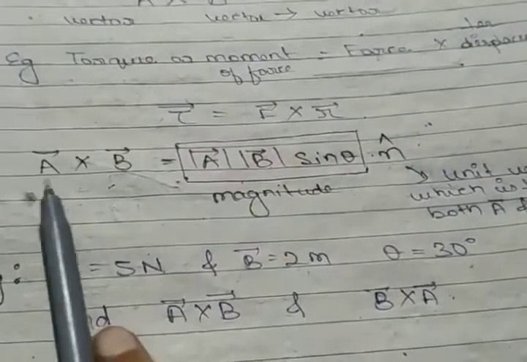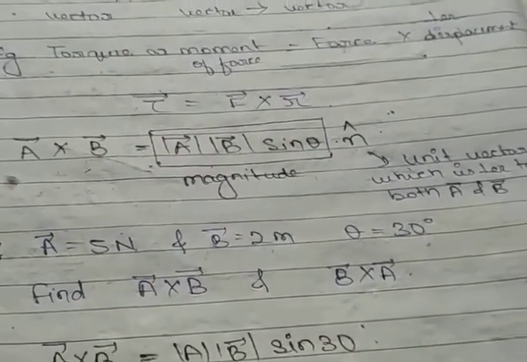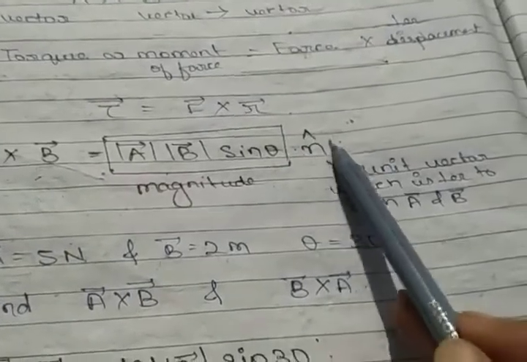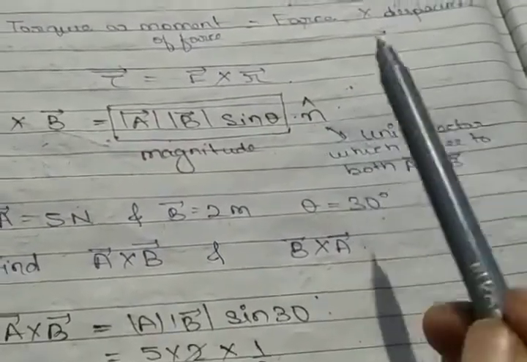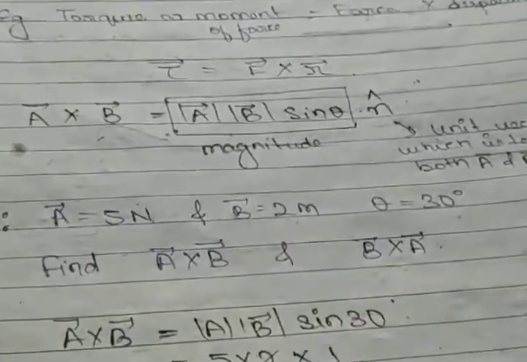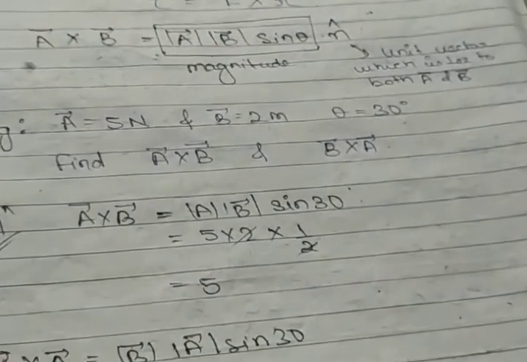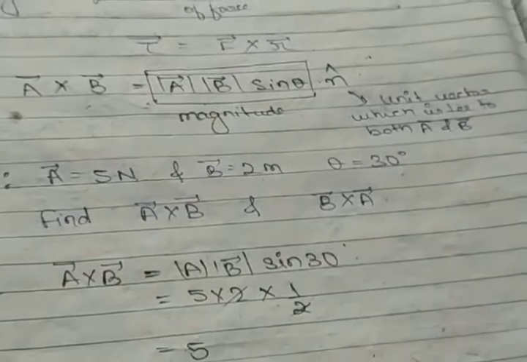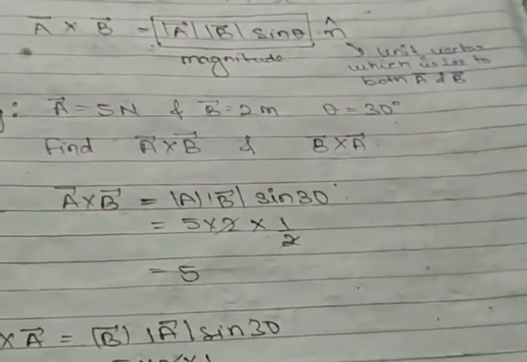So A cross B is written like this. Now the unit vector that we are considering is perpendicular to both the direction of A and the direction of B. But how is it different from scalar product? Let us understand it with the help of an example.